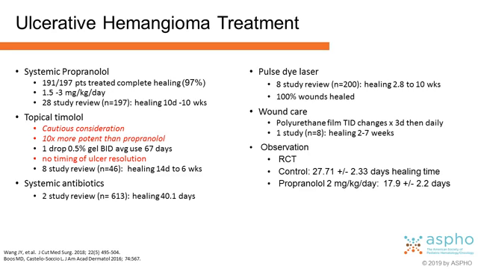Long and colleagues evaluated 77 studies of ulcerative hemangioma treatment in a systematic review: 1 randomized controlled trial, 30 observational studies, and 46 case reports, which consisted of 1,200 patients. Propranolol use resulted in complete healing in 97% of patients, with healing ranging from 10 days to 10 weeks. Similarly, pulse dye laser used in 200 patients resulted in 100% wound healing in 2.8 to 10 weeks.